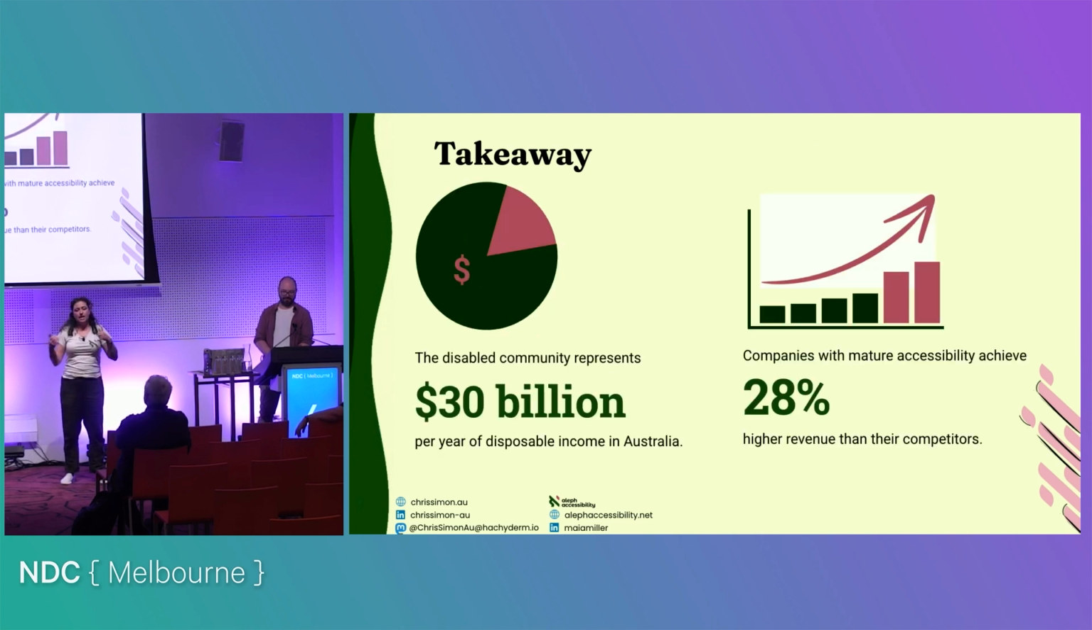Not only that, because then you get benefits from it as well. The disabled community represents $30 billion in Australia, so your organization will be taking advantage of that. Companies that are mature in accessibility see 28% higher revenues than those that don't invest in their accessibility. So these are the advantages that the business is seeing by focusing on human-centered approaches like accessibility.